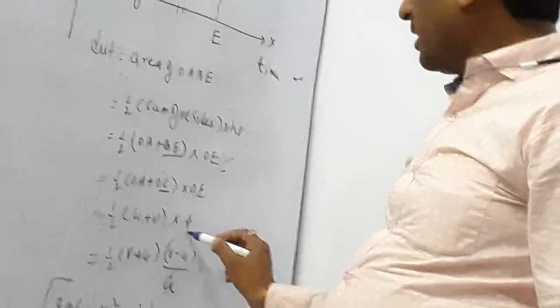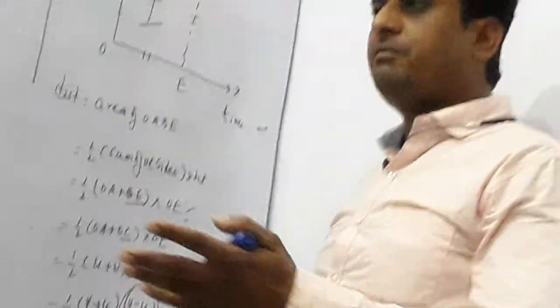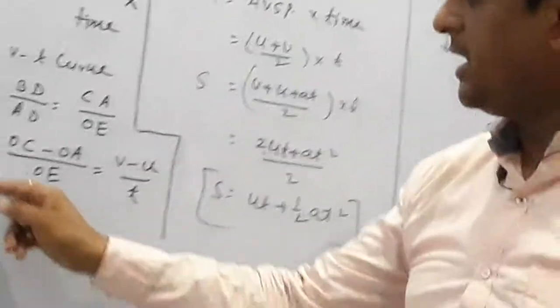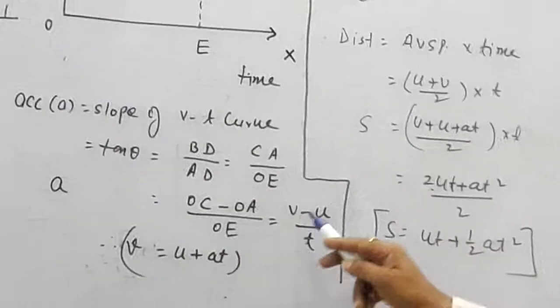Now t, I have written here as v minus u upon a. The question is, from where will you get this? If you see here, if you replace t this side, a this side, then t equals what? v minus u upon a. Same formula I have written here.